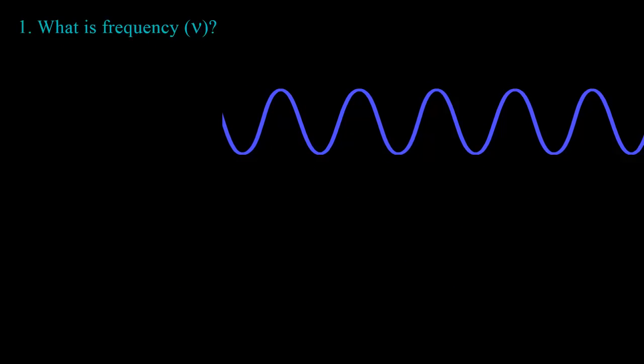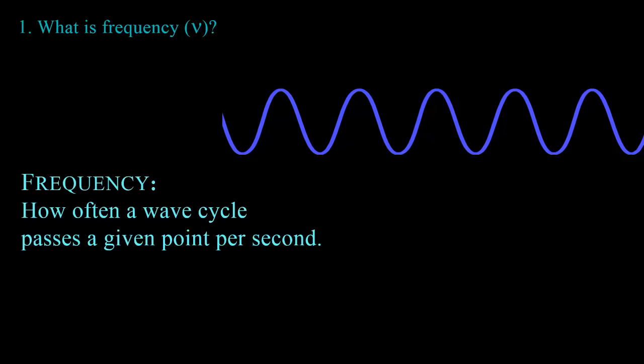So, first question, what is frequency? The symbol for frequency is the Greek letter nu, which unfortunately bears a striking resemblance to the letter V, but it is a nu. We define frequency as how often a wave cycle passes through a given point per second.